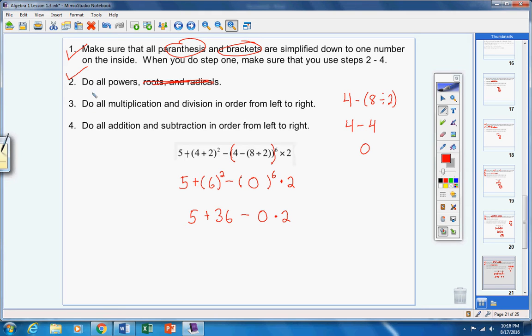Check it off. Do all multiplication and division. I see some multiplication right here. So I have 5 plus 36 and then 0 times 2. Well, that's 0. So minus 0. I see no division anywhere. I see no multiplication. It's all gone. So now do your addition and subtraction. So 5 plus 36 is 41 minus 0, which is 41. Really not too difficult, guys.